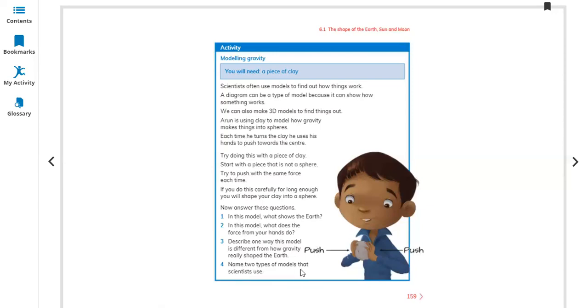Name two types of models that scientists use. You can say 3D models, for example of the Earth. We have a 3D model because it's not a circle; it's the spherical shape of the Earth. So we can say it's a 3D model.